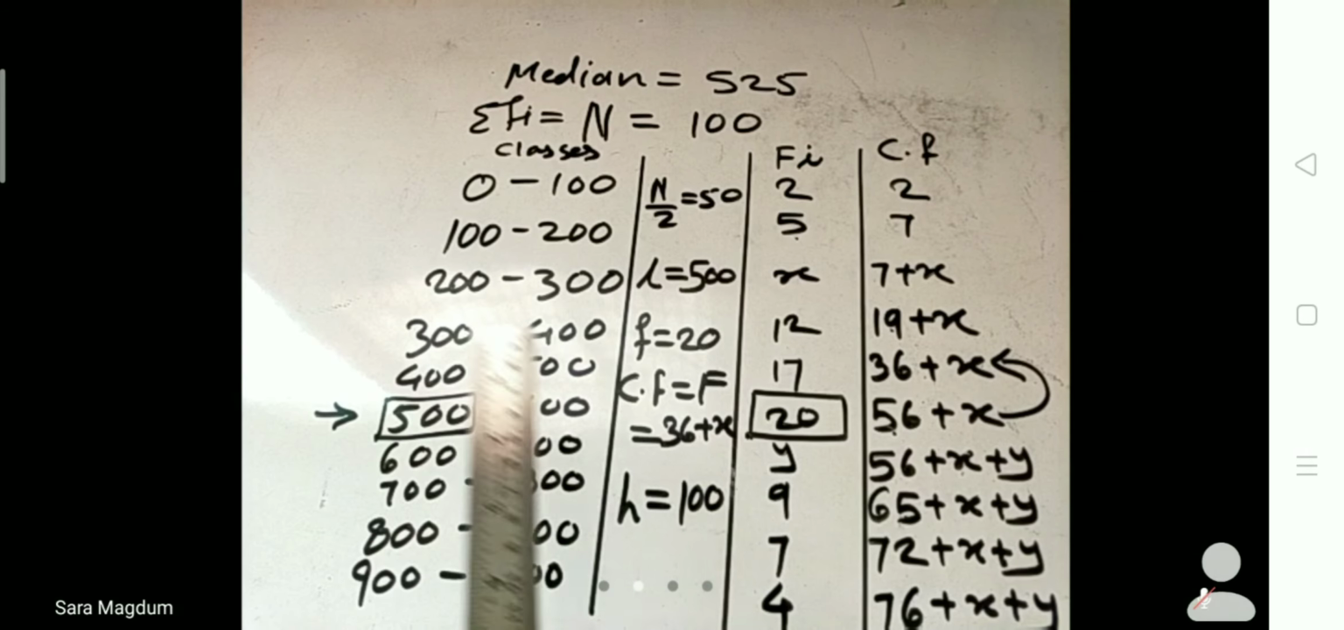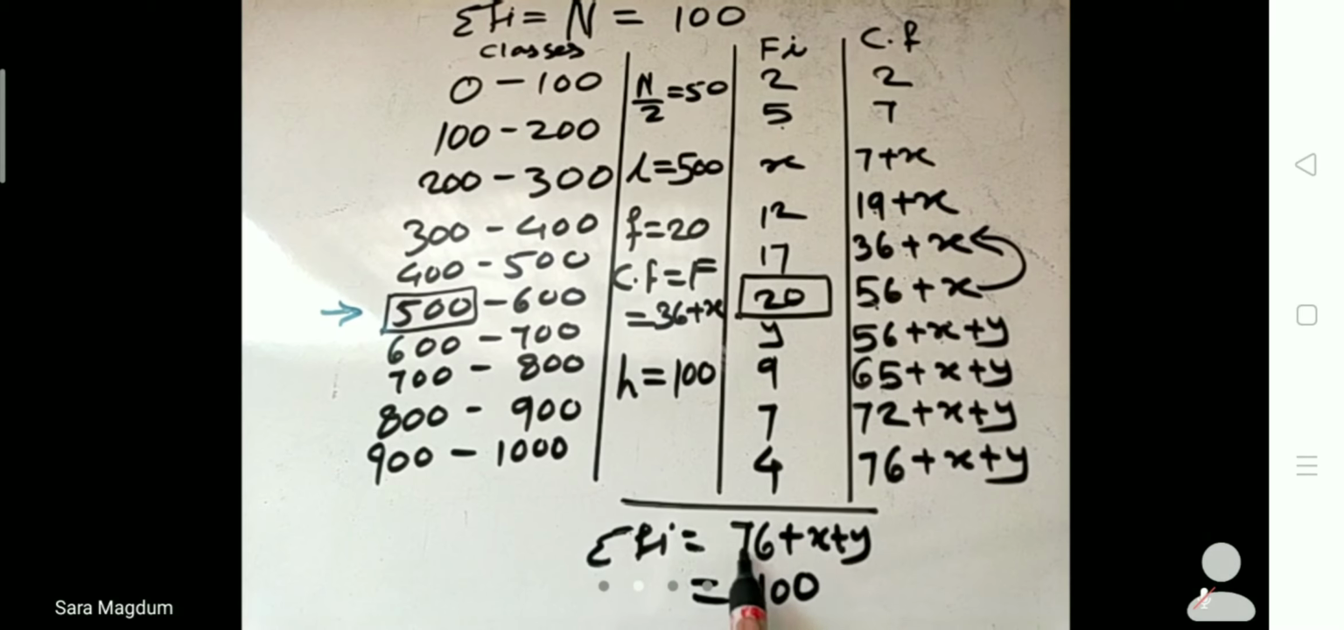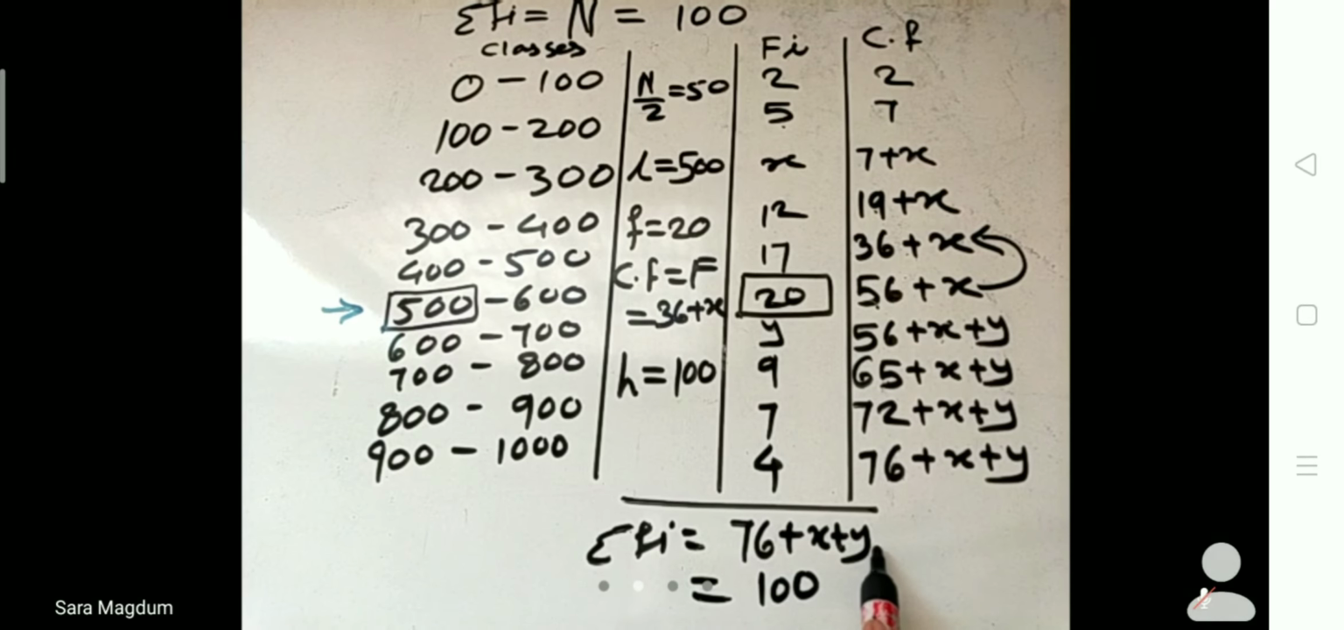After getting x, we are going to use summation of fi. This one: 76 plus x plus y is equal to 100. Where you can substitute the value of x, and then you will get the value of y.